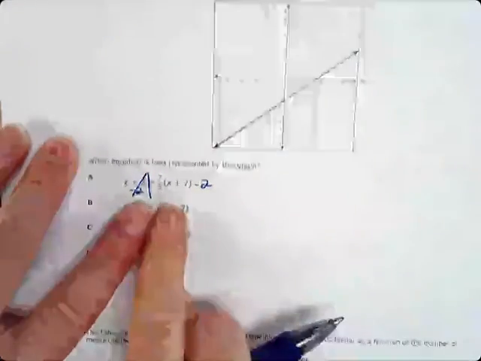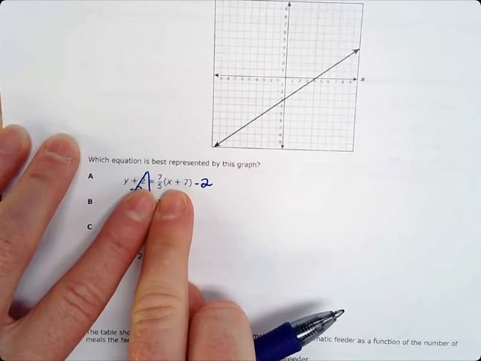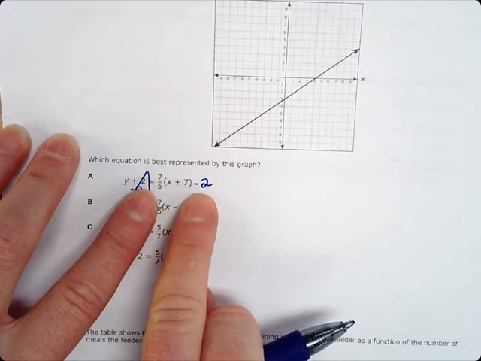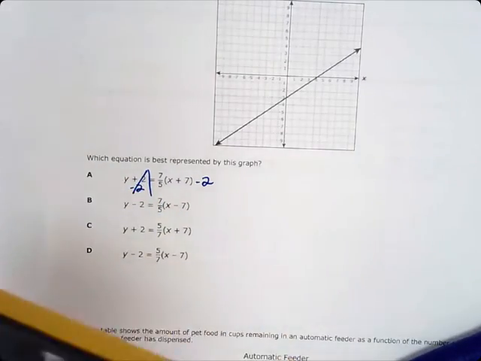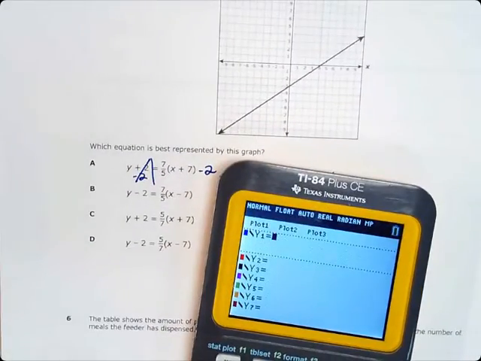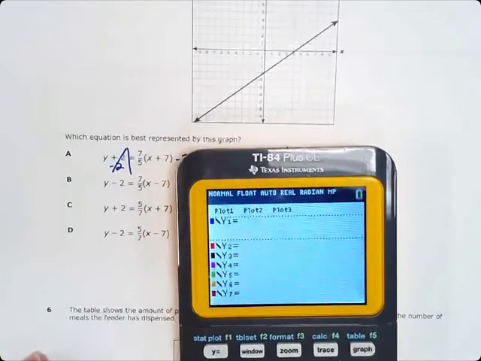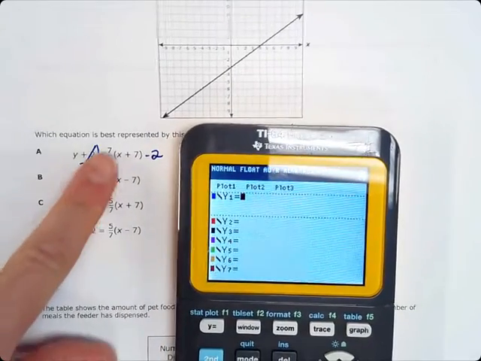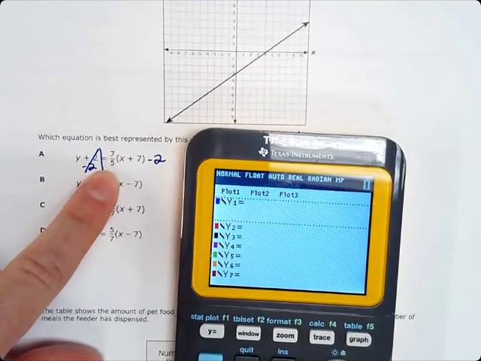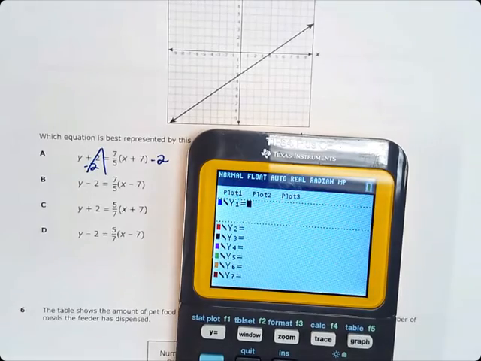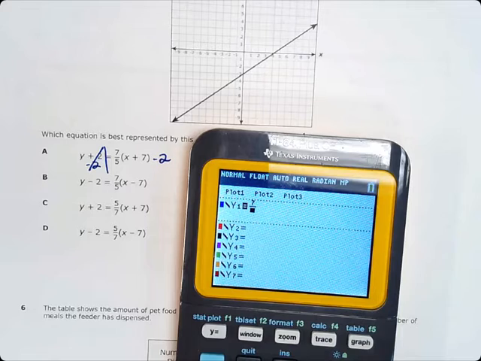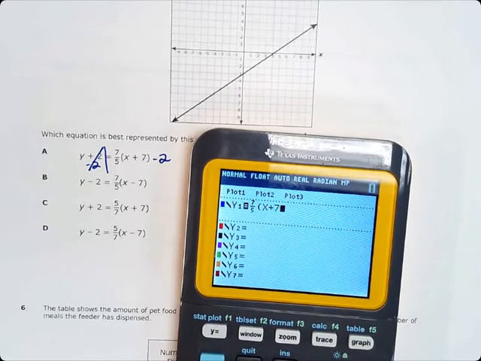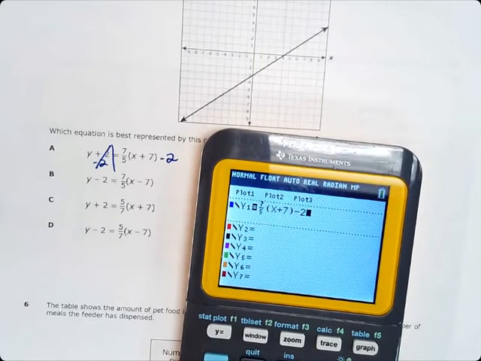And so what I'm going to put in the calculator is 7 over 5, parentheses x plus 7, parentheses minus 2. When I do that, I can see what the graph looks like. So go to y equals. Everybody get a calculator. And we are going to put in answer choice A and see if that is the correct answer choice. So let's do 7 over 5, parentheses, x plus 7 minus 2.